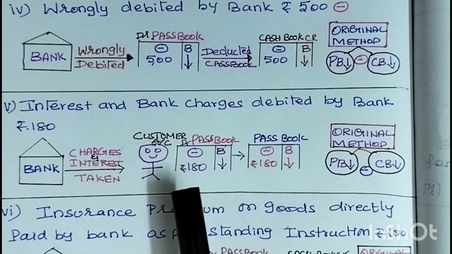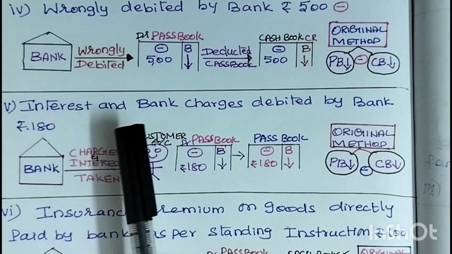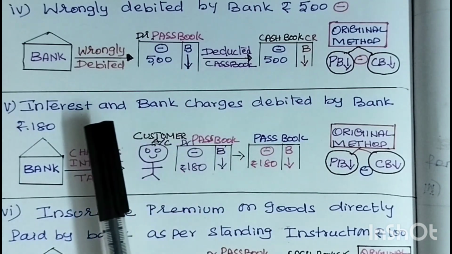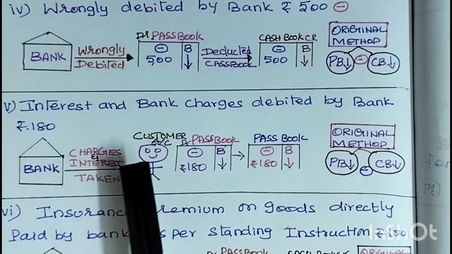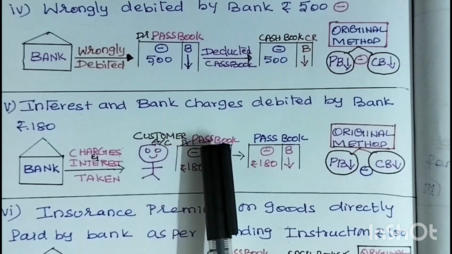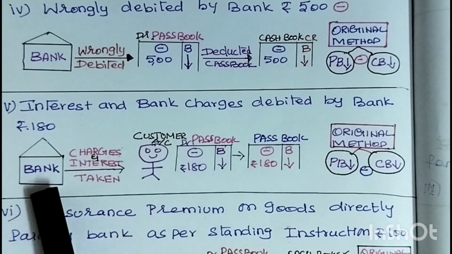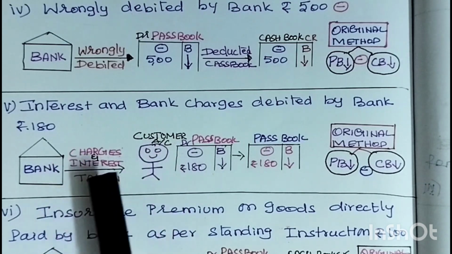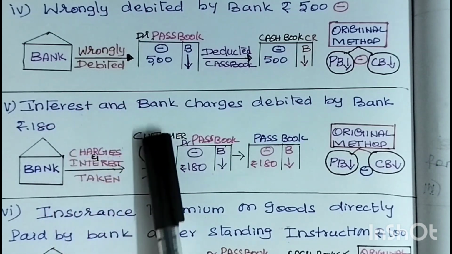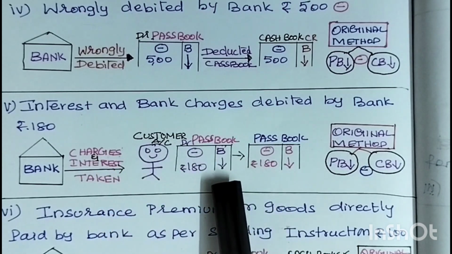Why? Because interest charges on overdraft and bank service charges will be taken directly from the customer's account. The bank takes them directly from the customer's account. Okay, from the bank's customers, it takes these charges directly. So according to the passbook, it will be decreased.